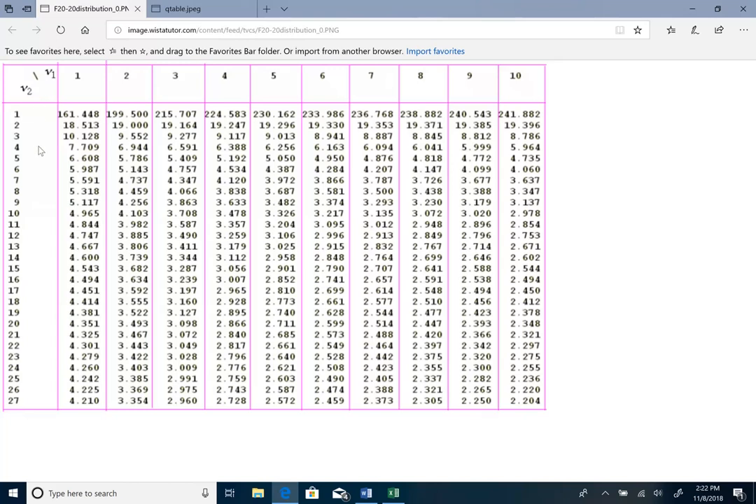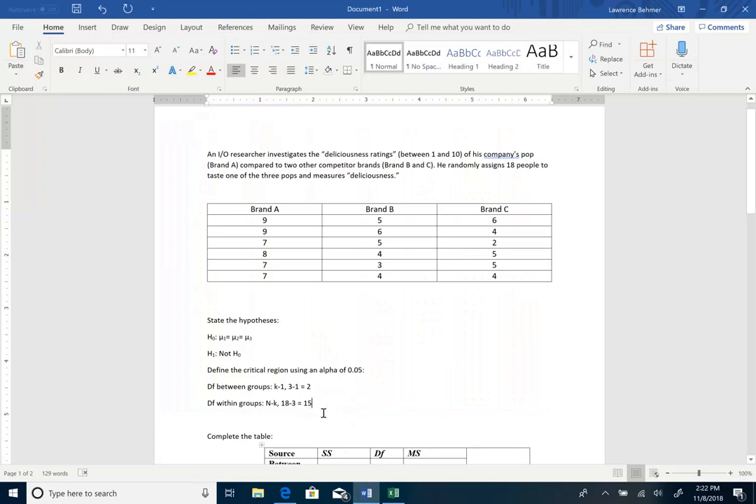We're then going to look in the degrees of freedom for the denominator, right, or the degrees of freedom for within groups. We're going to find 15, right? And then we'll go over and find what our critical value is. So in this case, our critical value is 3.682. So we'll go ahead and write that in. F crit equals 3.682.